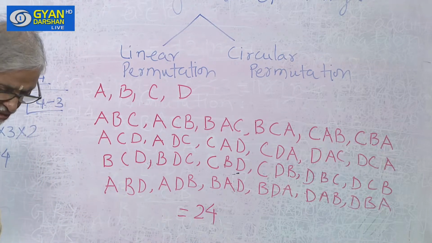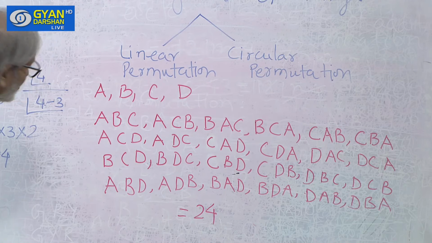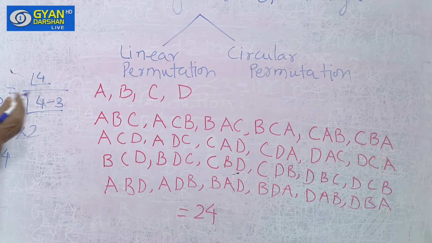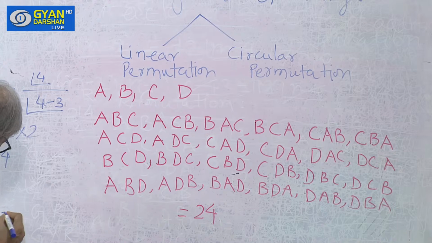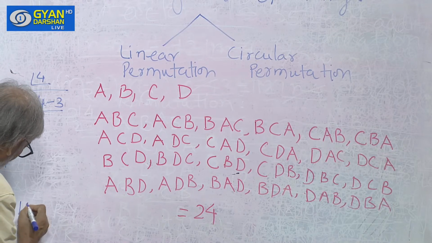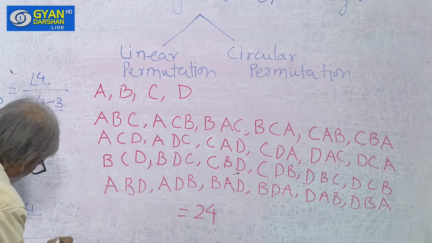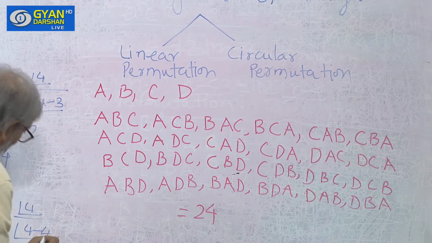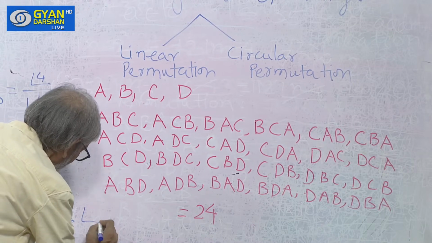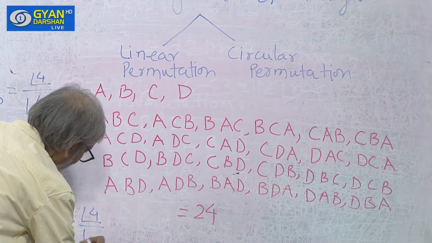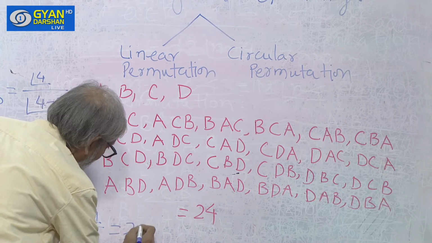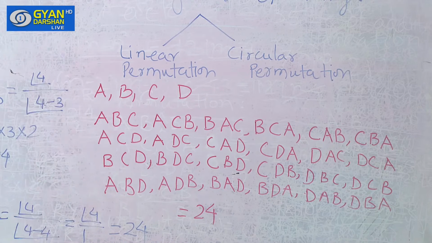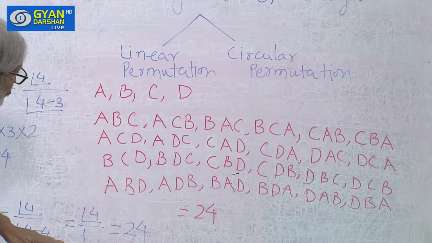Now, similarly, if I take all ABCD, 4 at a time, so this will be equal to 4P4, which is equal to factorial 4 divided by factorial 4 minus 4, which is factorial 0, which is equal to 1, factorial 4 divided by 1. So, this will also become 24. So, I now leave this for you as an exercise.